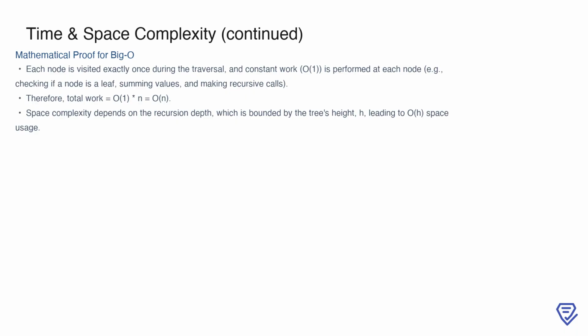For space complexity, the key factor is the recursion depth, which reflects the height of the binary tree. In the worst case, where the tree is unbalanced, the height equals the number of nodes, n, leading to O(n) space usage. In the best case of a balanced tree, the height is logarithmic, or O(log n). Thus, the time complexity of O(n) and the space complexity of O(h) are mathematically validated, where h represents the tree height.